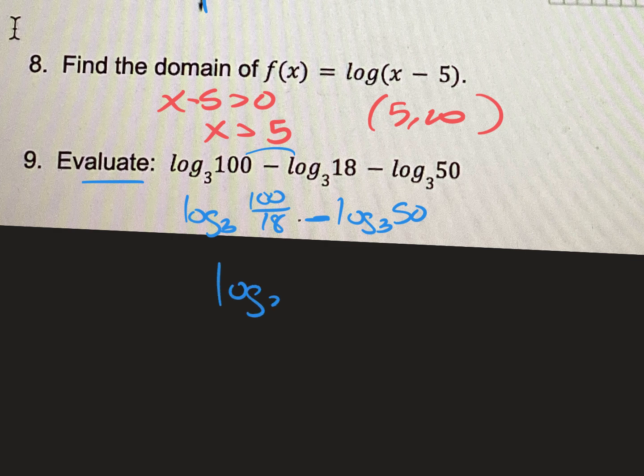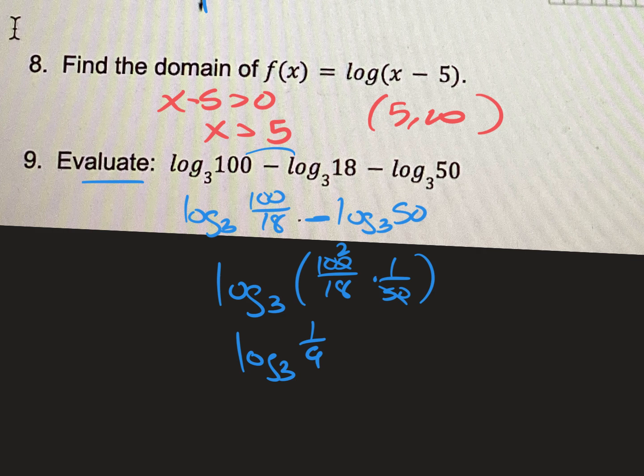Because I'm dividing fractions, I'm going to make it one log here and go times 1 over 50. Hope that makes sense, because whenever you're dividing fractions, you keep, change, flip, which is what I just did. And when I do, it cancels right there, which gives me 2/18, which is 1/9.